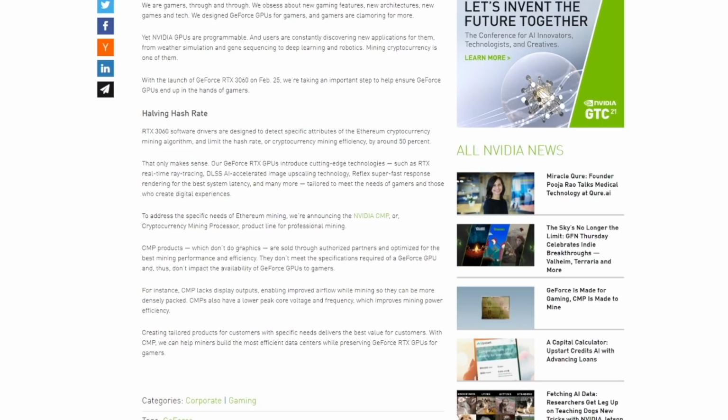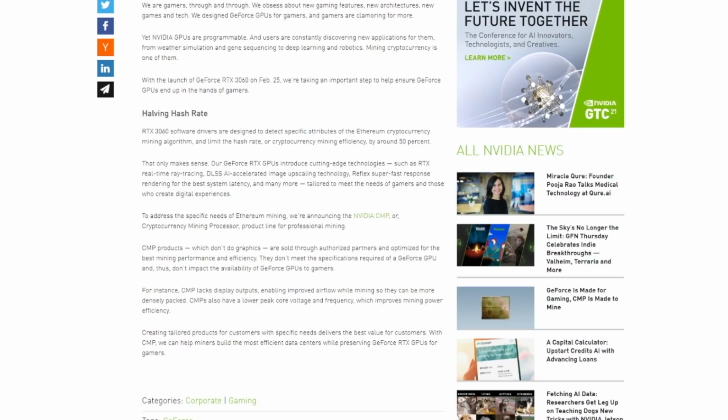They go on to say, "Yet NVIDIA GPUs are programmable and users are constantly discovering new applications for them, from weather simulation and gene sequencing to deep learning and robots. Mining cryptocurrency is one of them. With the launch of the GeForce RTX 3060 on February 25th, we're taking an important step to help ensure GeForce GPUs end up in the hands of gamers."